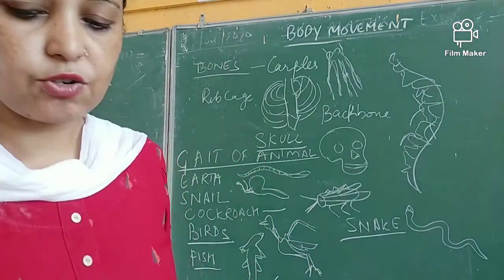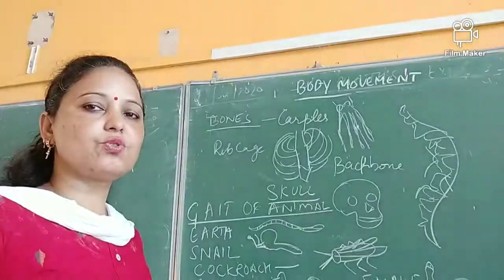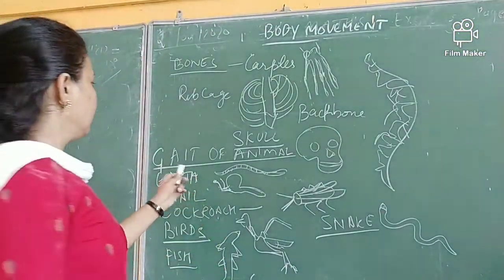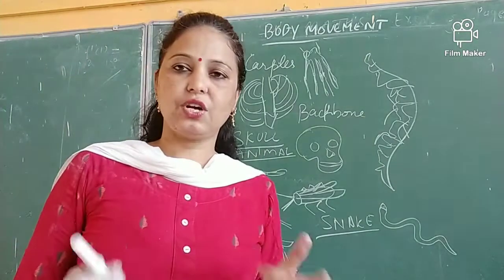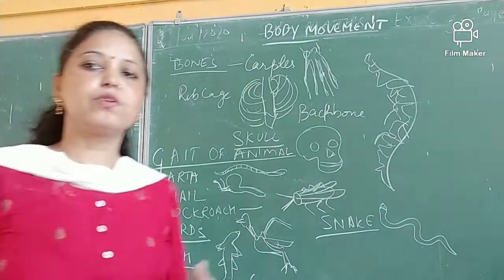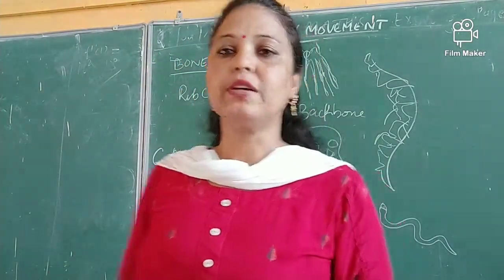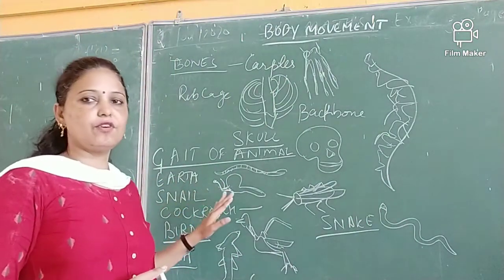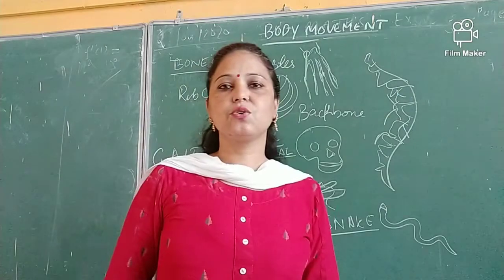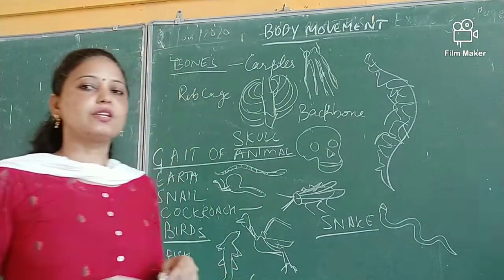After that, the next topic is the gait of animals. What is the gait? Gait means their movement. How do different animals move? The first is the earthworm. All of you have seen the earthworm, and nowadays it's rainy season, so you can see lots of earthworms near you. You can just observe them.